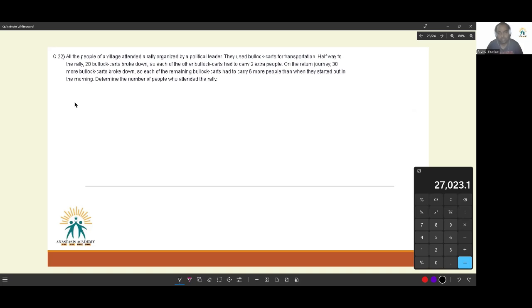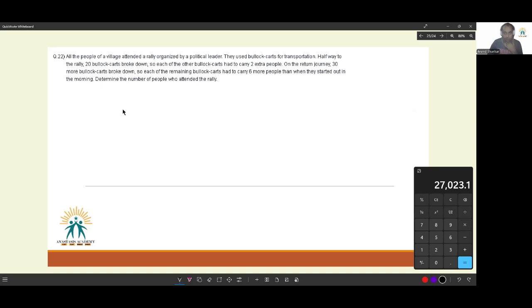All the people of a village attended a rally organized by a political leader. They used bullock carts for transportation. Halfway to the rally, 20 bullock carts broke down. So each of the other bullock carts had to carry 2 extra people. On the return journey, 30 more bullock carts broke down. So each of the remaining bullock carts had to carry 6 more people than what they started out in the morning. Determine the number of people who attended the rally.